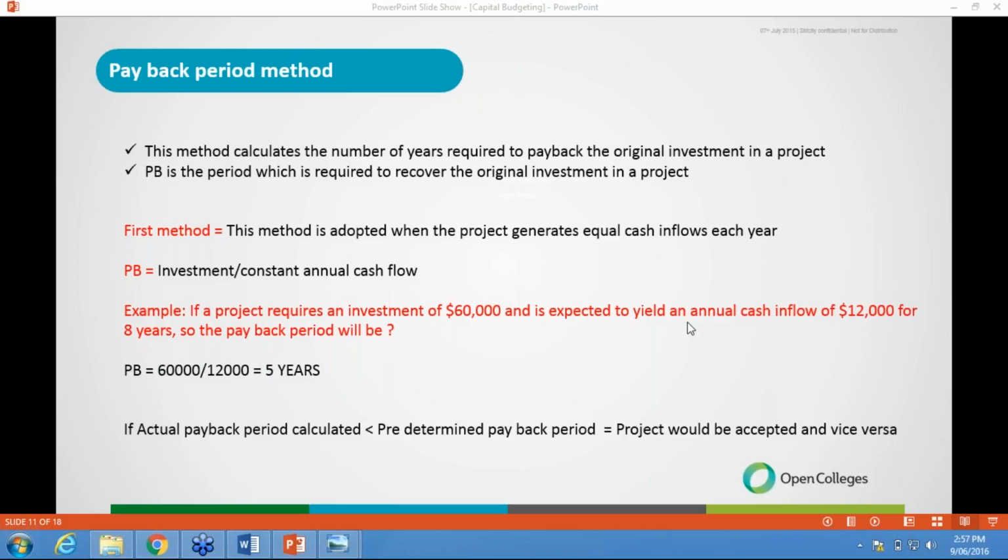If there are equal cash inflows, you can easily calculate. I will ask you one simple example here. For example, you're buying a machine for $80,000, and you're expecting a return of $15,000 per year. That is your cash inflow. So what will be the payback period? This is a question for you. Machine price is 80,000 and you are expecting a return of 15,000 every year. So what will be the payback period?